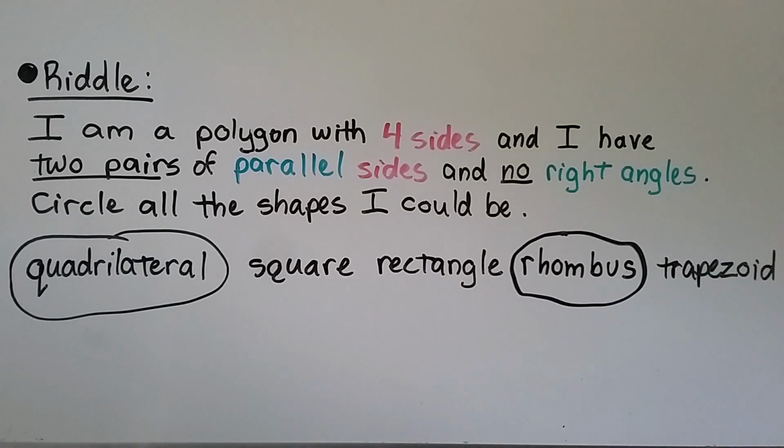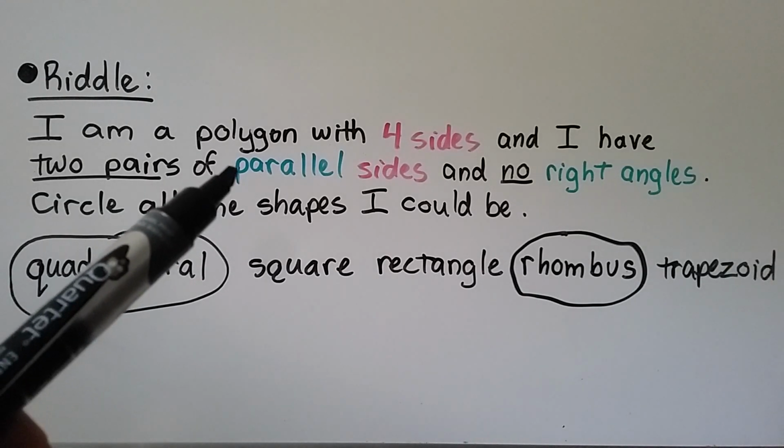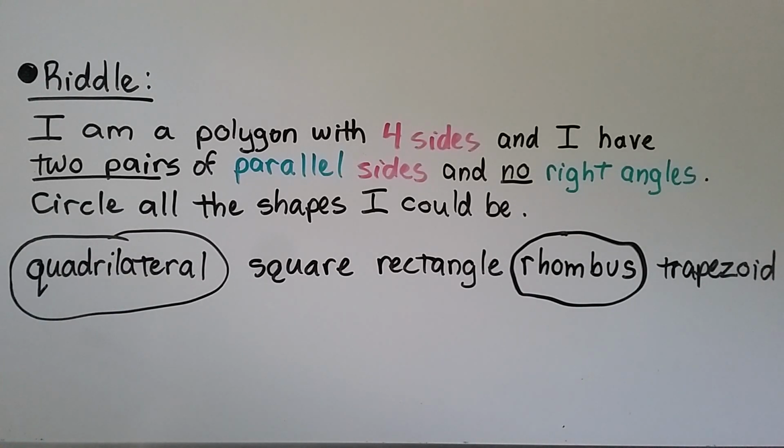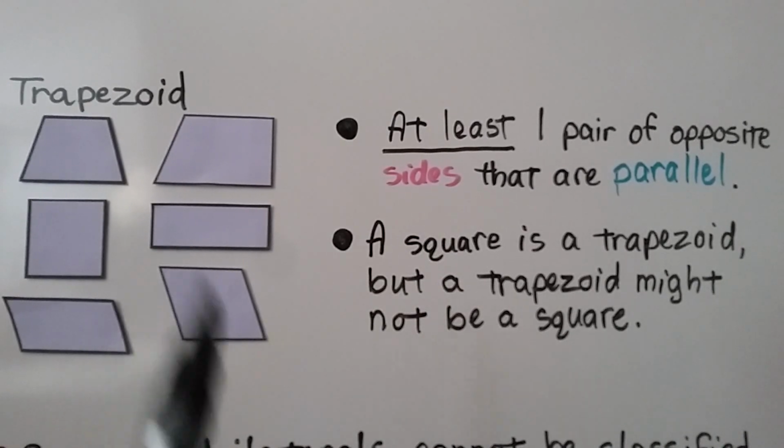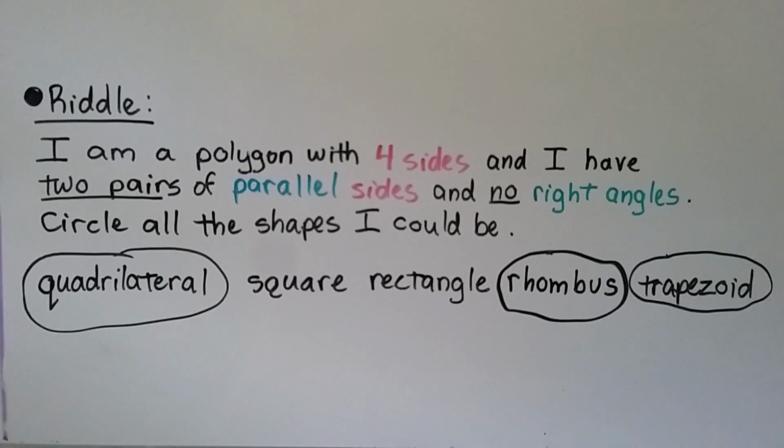Could it be a trapezoid? A trapezoid has at least 1 pair of opposite sides that are parallel. This says it's got 2 pairs. It could be a trapezoid. It could look like this. That's a trapezoid. So remember, these are all trapezoids because they have at least 1 pair of opposite sides that are parallel. Our riddle says it's a polygon with 4 sides and 2 pairs of parallel sides and no right angles. So that shape would fit.